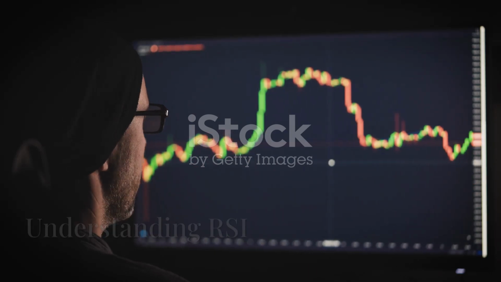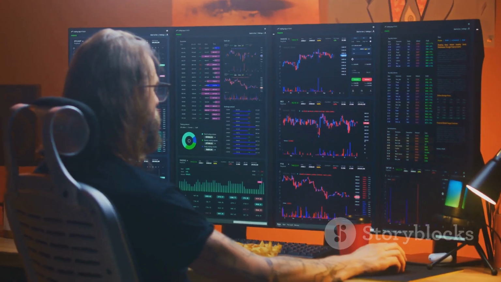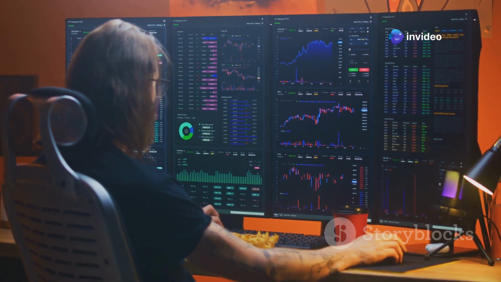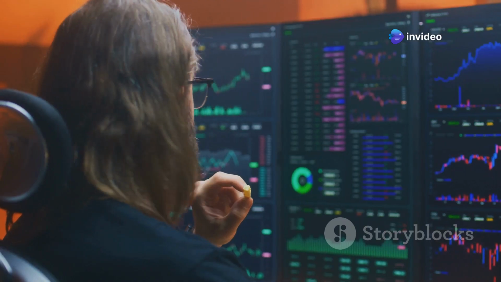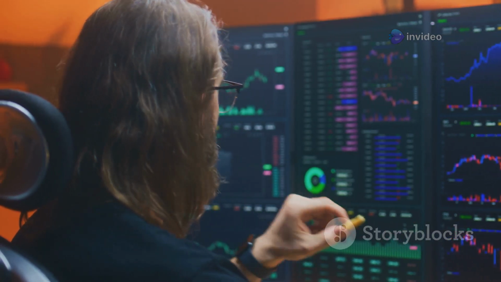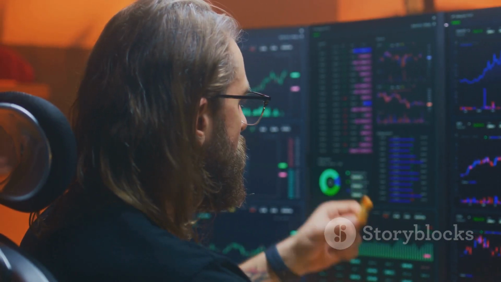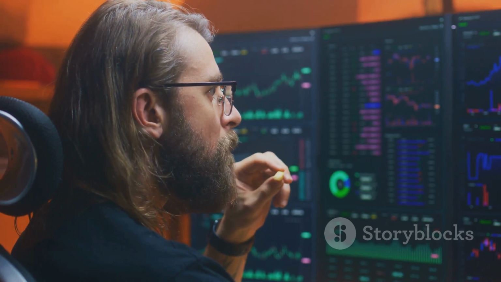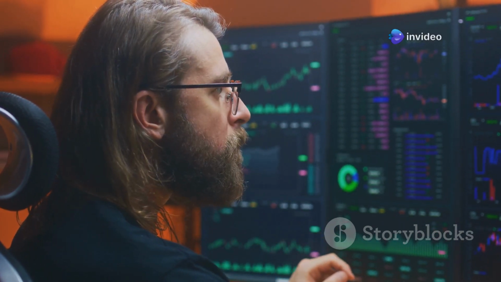RSI stands for Relative Strength Index. It's a momentum oscillator. That means it measures how fast and how strongly a security's price is moving. Developed by J. Wells Wilder Jr. in 1978, RSI is used to assess whether a stock or asset is overbought or oversold, conditions that often precede price corrections or trend reversals.